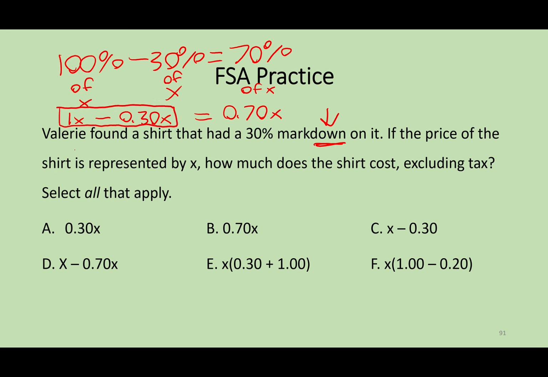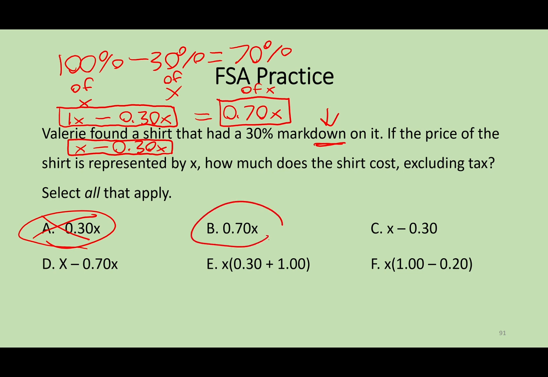I could also write X minus 0.30X. I could also write 0.70x. Either one of these is correct. So let's check what I got. A is wrong. I'm looking for the 70% of my price, not the 30%. B is right and matches perfectly with this one up here. Okay, let's check C. C is x minus 0.30. Oh, perfect. It's just like this one, right? These two are correct. Wrong.